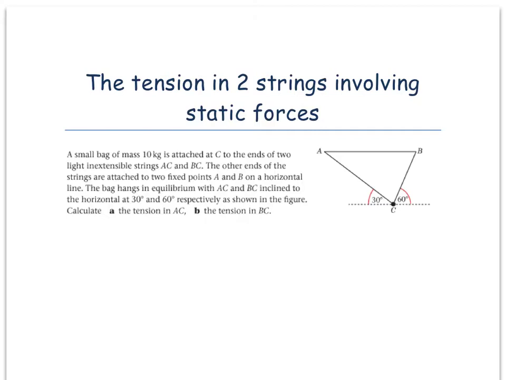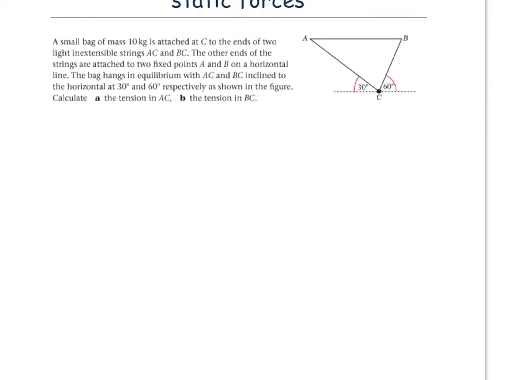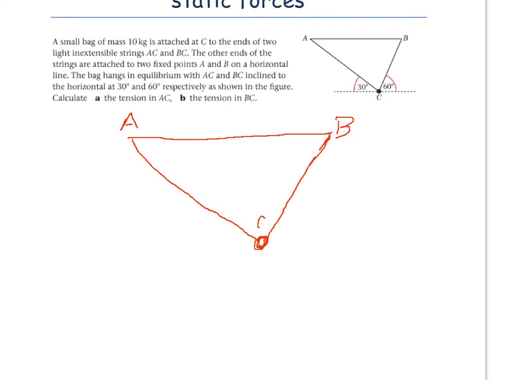Now, sometimes the diagram may be given to you, sometimes it might not. Now, I'm going to redraw this diagram just so that we can highlight all the key forces on the diagram. So, we've got A and B. We've also got our particle C. And we've got our last line. Now, it says that the mass of the particle C is 10 kilograms, which means it has a weight of 10g, mass times the acceleration under gravity.